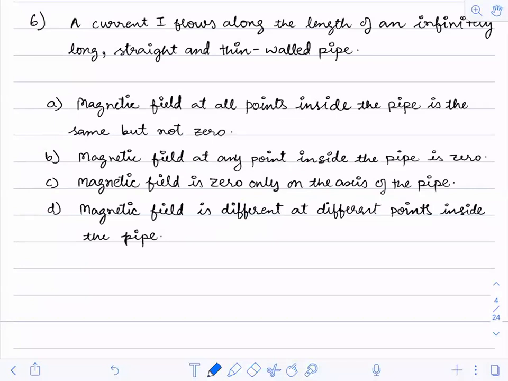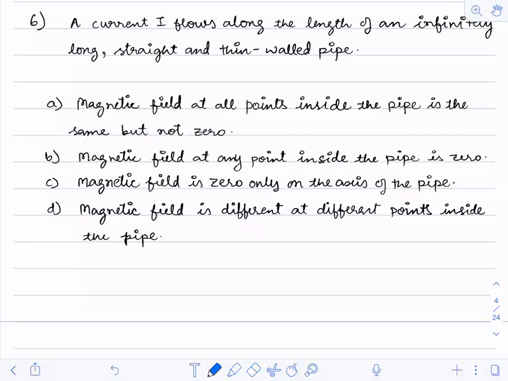Magnetic field at any point inside the pipe is zero. This is the correct statement. Let us see C and D also. Magnetic field is zero only on the axis of the pipe? No, inside also it's zero because the enclosed current will be zero. That's why the magnetic field inside this hollow cylinder is zero. Magnetic field at different points inside the pipe.